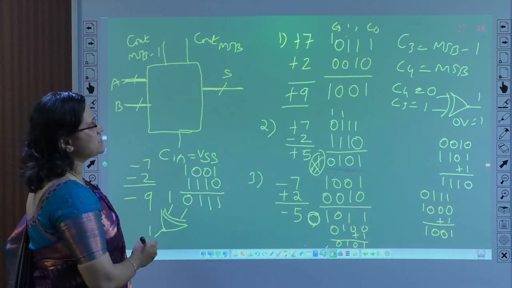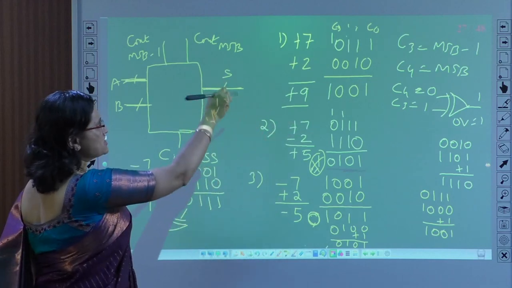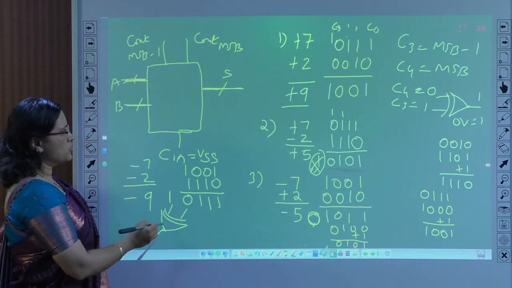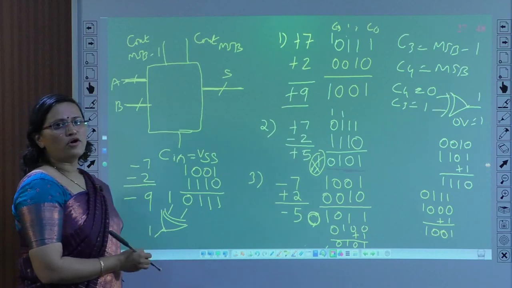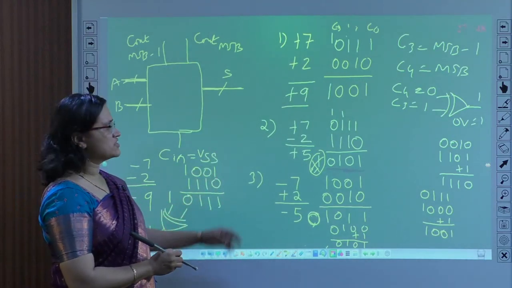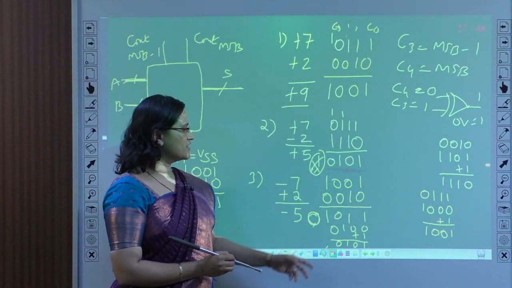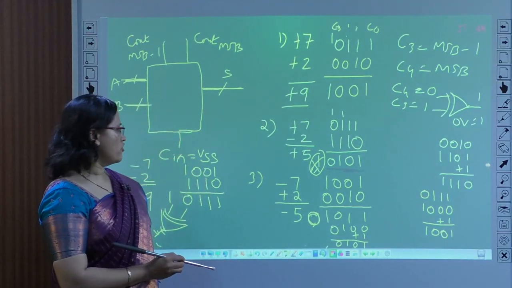So what I can say is that when both are positive numbers or both are negative numbers, then an overflow exists. For the other two cases, you won't get the overflow because either you get the real answer with discarding the carry, or your answer will be in the 2's complement form.